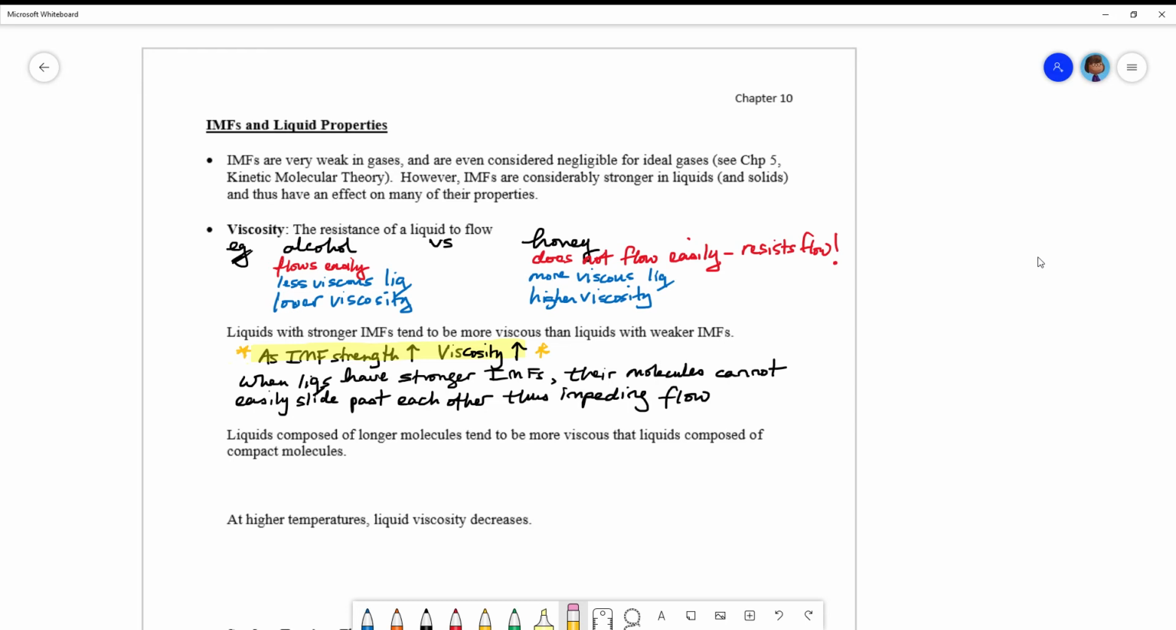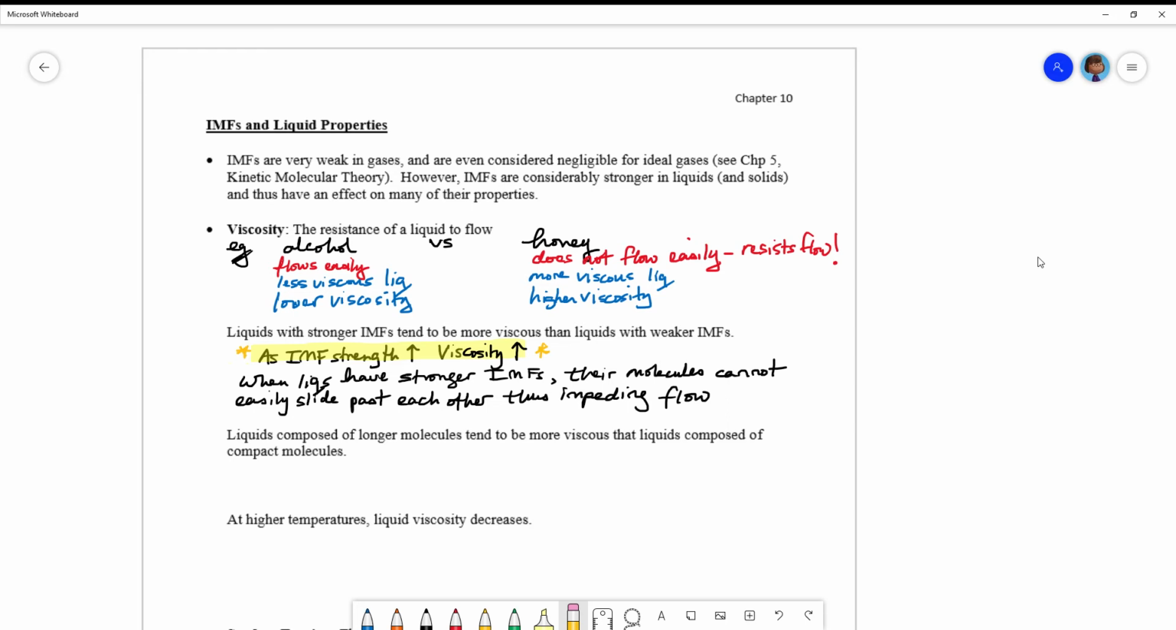So I'm throwing this in here again for those of you who are going to eventually move on to organic chemistry. And, well, the liquids you work with in organic chemistry are going to have a variety of viscosities. And it turns out this is an important correlation that is going to be important, at least, when you get to organic chemistry. So then the question is why? Why would liquids composed of longer molecules tend to be more viscous?